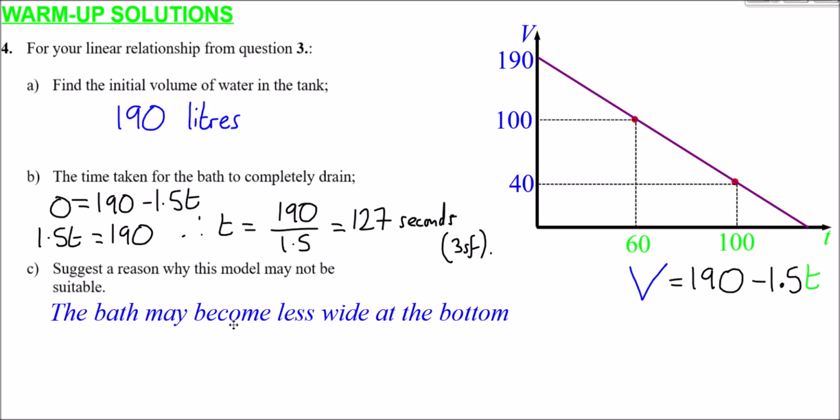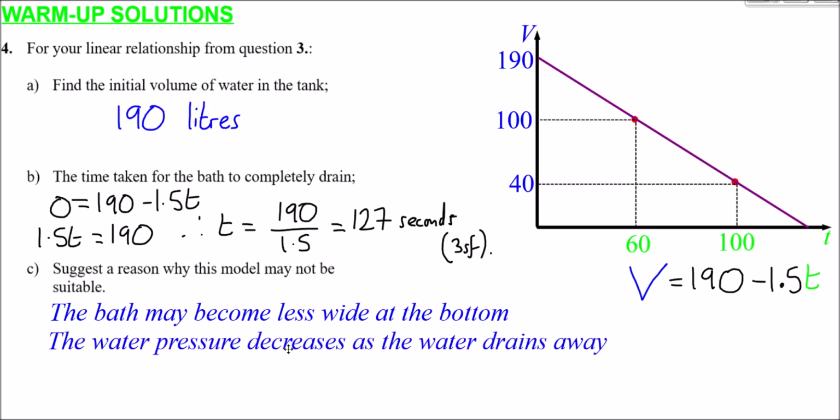And for those physicists out there who know something about water pressure, you could say the water pressure will decrease as the water drains away. Because the water pressure is decreasing as the volume goes down, that will have an effect of slowing the rate of drainage down as the bath becomes less and less full. So that might affect it too. So there are 2 possible options for you to put down for a valid answer to C. Hopefully now we're warmed up, let's now have a look at the idea of summing a geometric series.